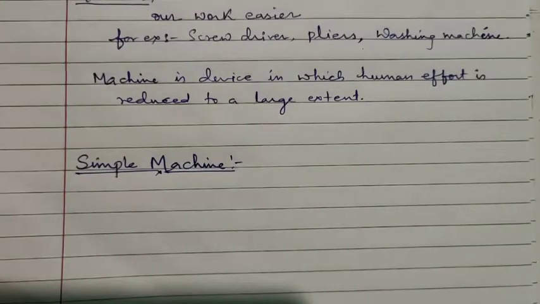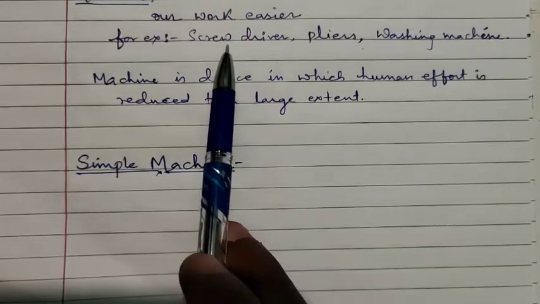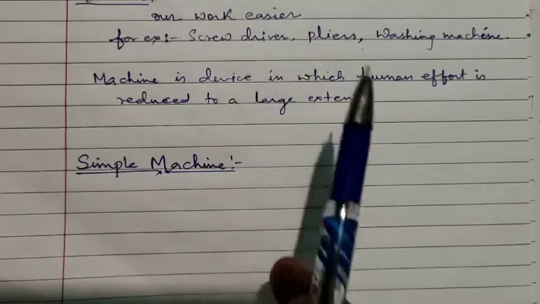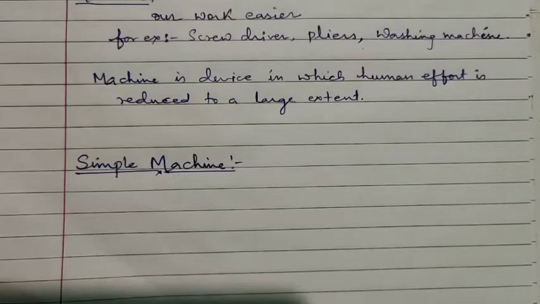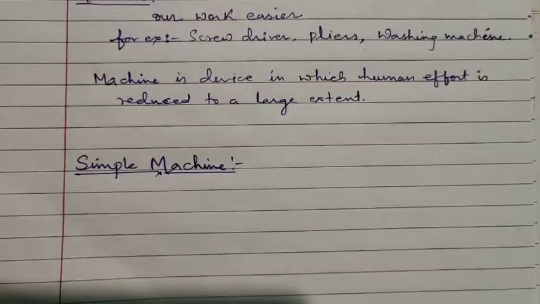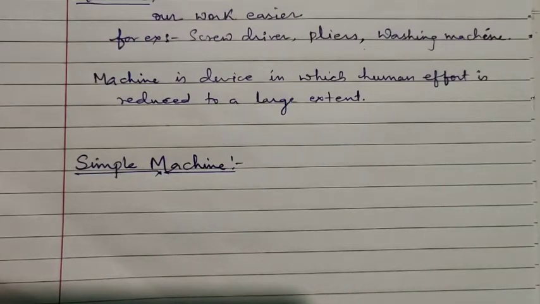As we all know, in our daily life we are using many types of simple machine, like the examples I have just given: screwdriver, pliers, scissors. These make our work much easier. From ancient times we have been using machines, because in ancient times people were unable to do difficult tasks. That's why they started using small machines. Those machines are called simple machines.